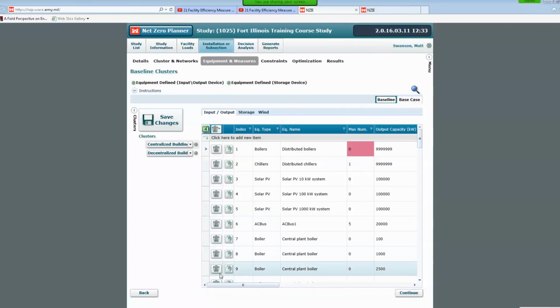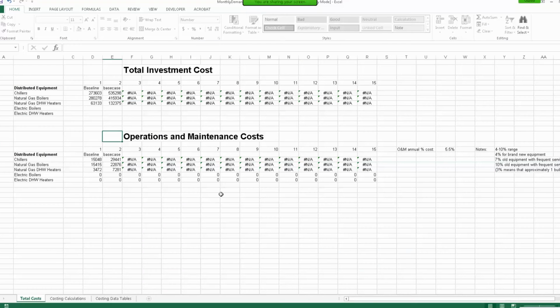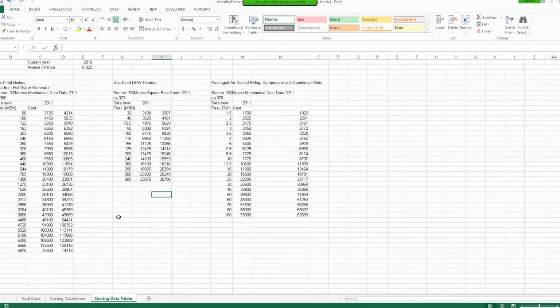Any questions on the spreadsheet or where any of that comes from? There's a little bit of background information. Again, we're continuing to clean this up. All the costing information comes directly out of RSMeans, and the tables are provided here. So you can see the peak numbers.